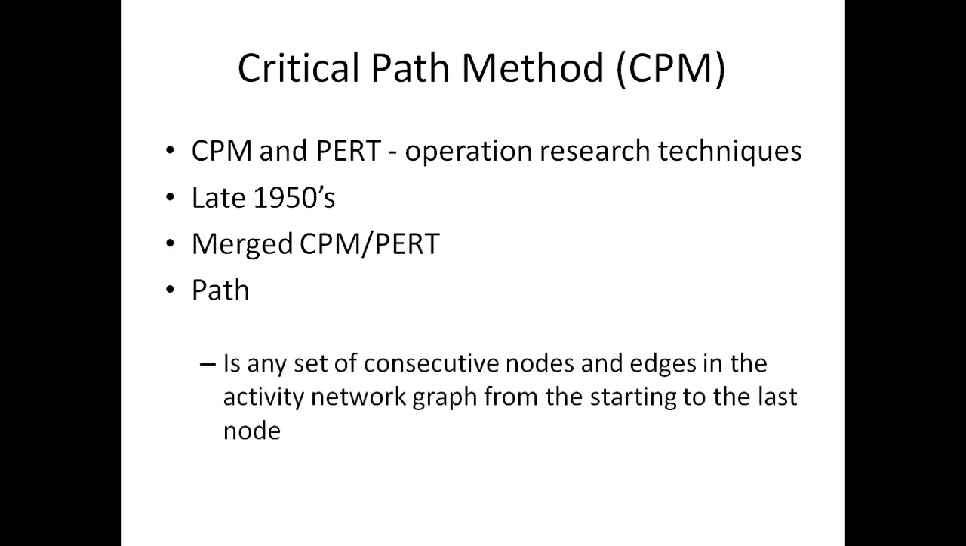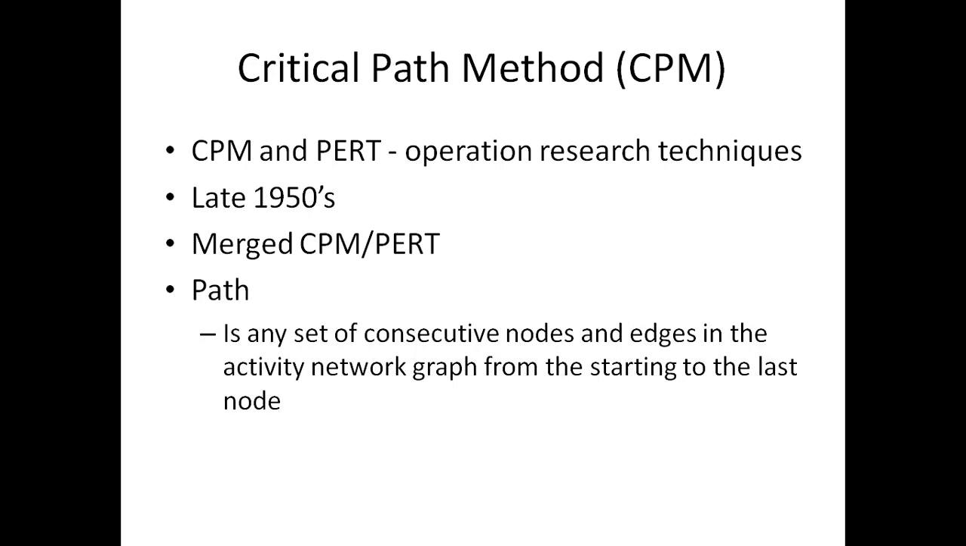First one is path. A path in the activity network graph, which we have already drawn, is any set of consecutive nodes and edges in the graph from the starting node to the last node. You know that the activity network diagram is a directed graph, there are arrows also. So if there is a path from the starting node to the end node, then it represents a path.